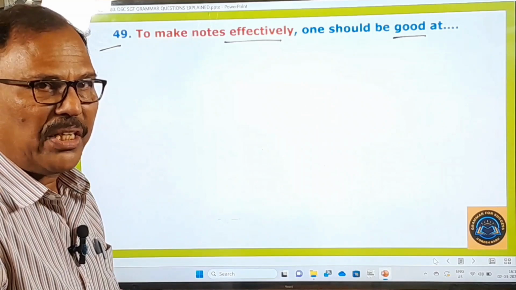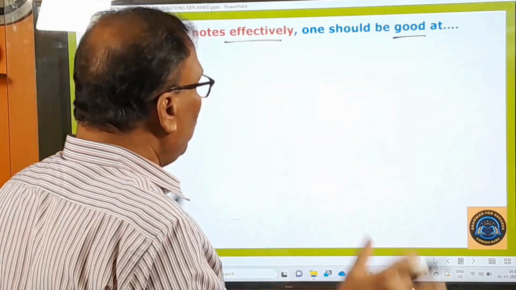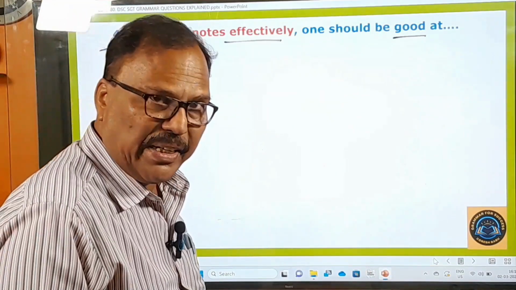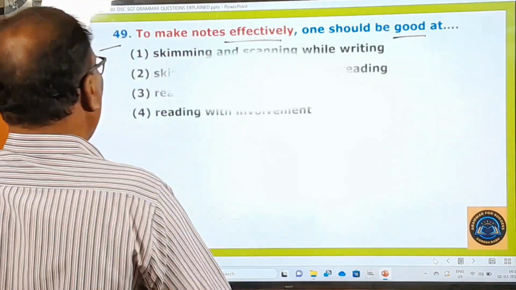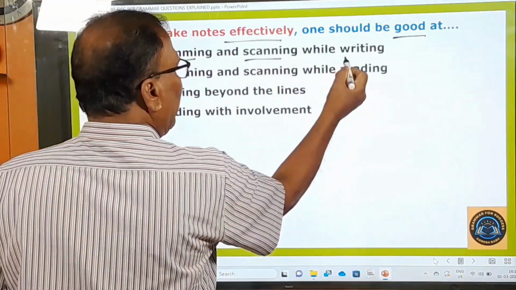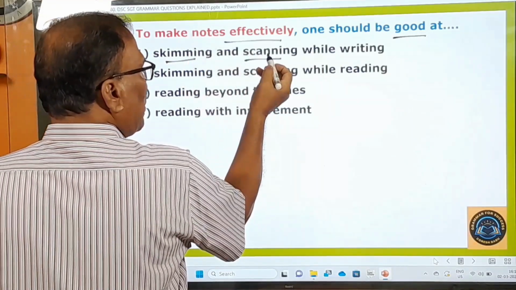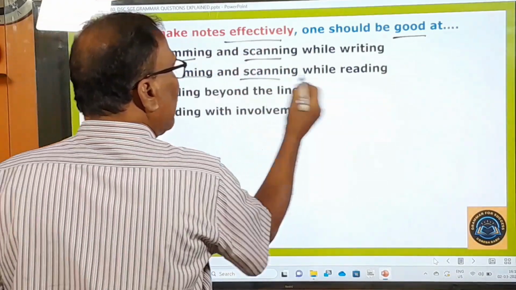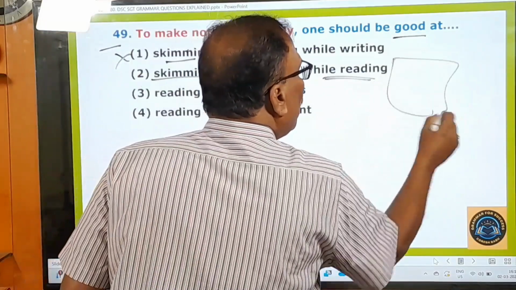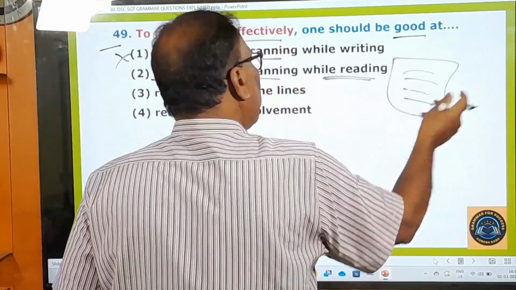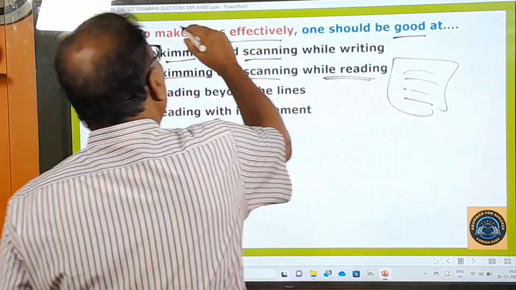From reading books and all that, you make notes. But you should be good at, meaning you should be proficient in, what? So skimming, scanning while writing, no. While writing you need not skim or scan, but only skim and scan while reading. Only while reading do you read very fast, scan the matter, and then make notes.